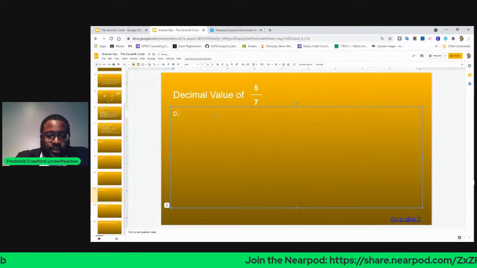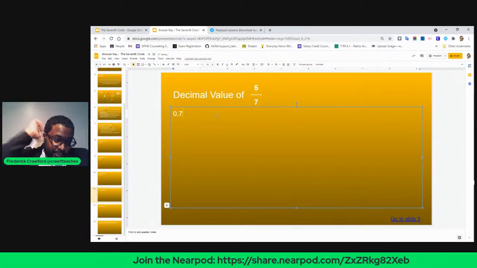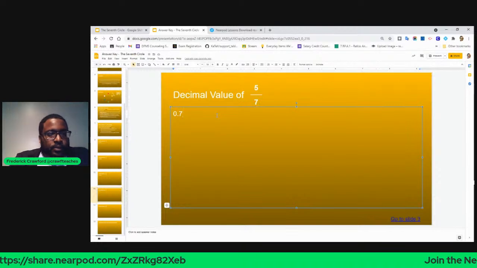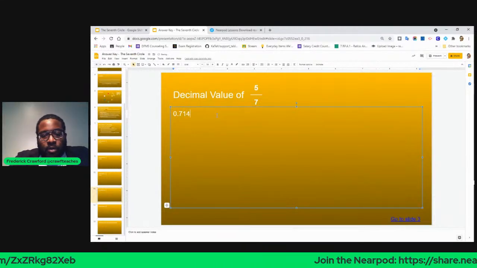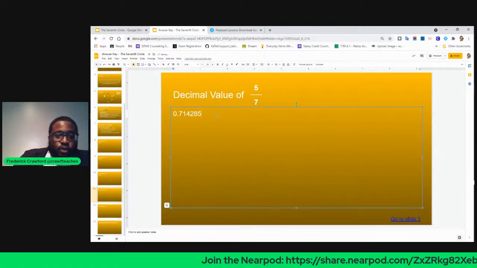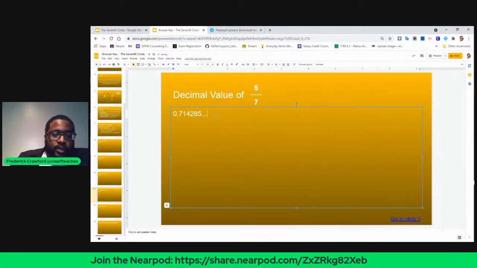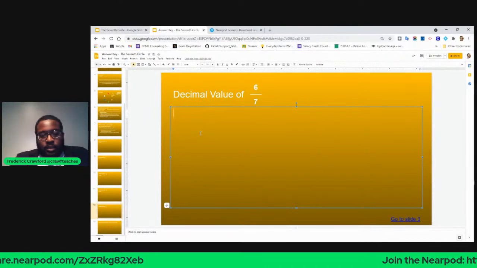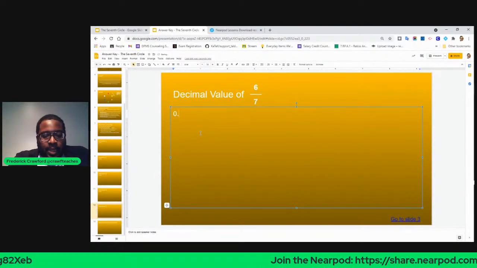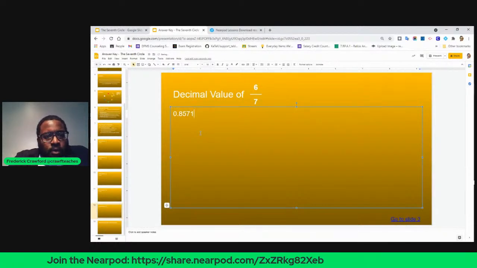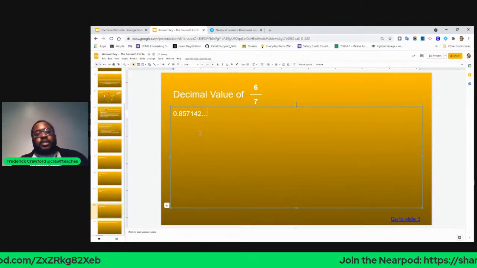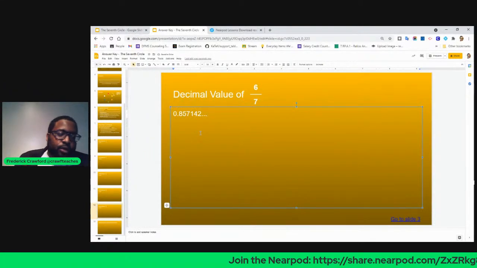So we got 0.7. Yes. 714285. And there go my 6 digits. And then finally, our last number that we start off with will be 8. 0.857142. There you go. And that's all you need to do with the seven circle. Just make sure you go back and forth with the pattern.